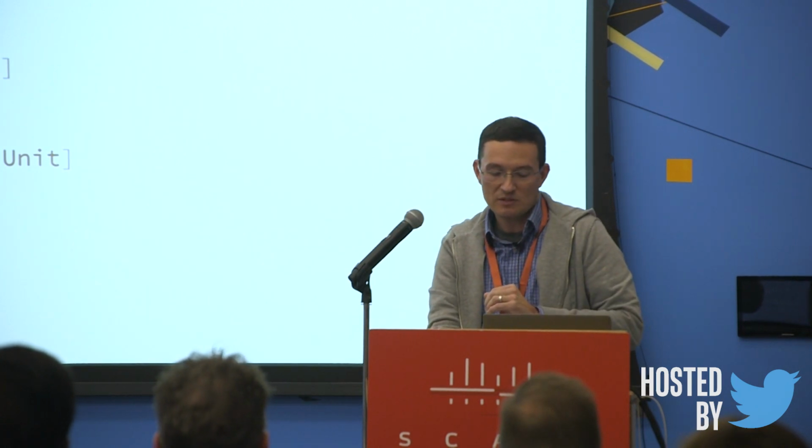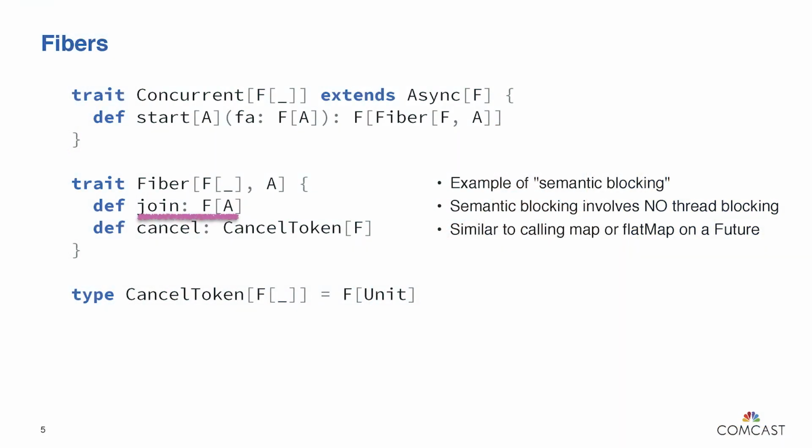They're not mapped to real operating system threads by any stretch of the imagination. And the key operation on these fibers is this join. So joining on one of these handles lets us block on the response, on that particular program finishing with a single value of type A.